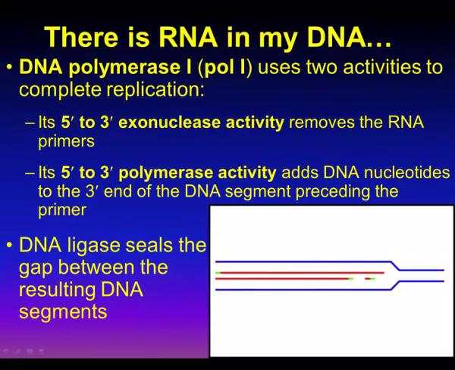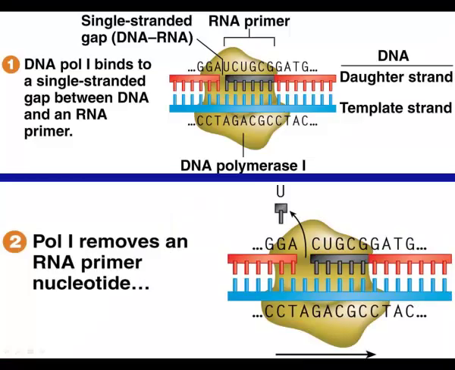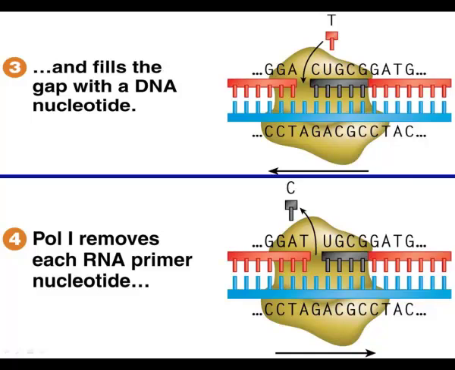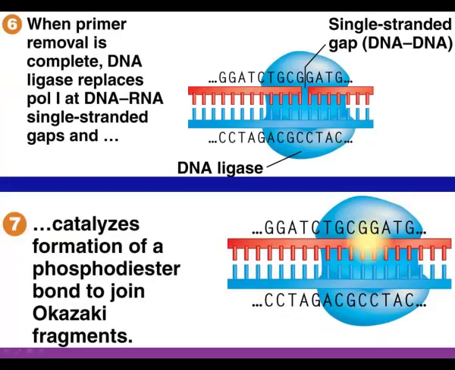So let's take a closer look at this process. This is showing DNA polymerase where it has bound to the RNA primer. We know this primer is RNA because you can see that it has uracil instead of thymine. So DNA polymerase comes along and removes that RNA primer. It then fills it in with DNA bases, filling each gap with a nucleotide, and it continues to do this until it reaches the very last one.